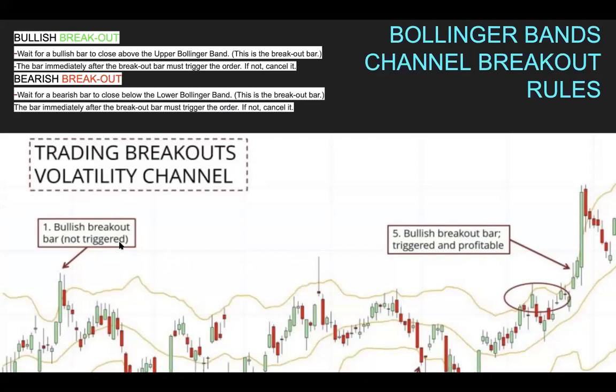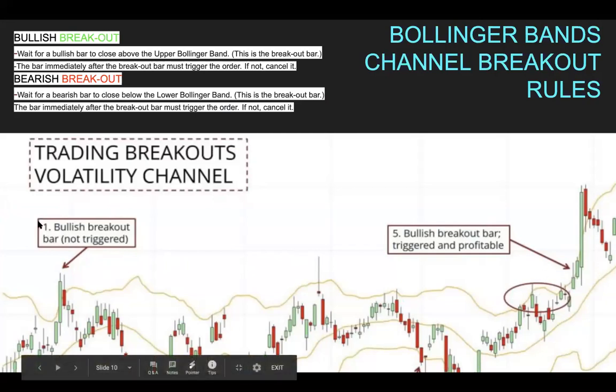Bullish breakouts. Wait for a bullish bar to close above the upper Bollinger Band. This is the breakout bar right here, right? The bar immediately after the breakout bar must trigger the order. If not, cancel it.